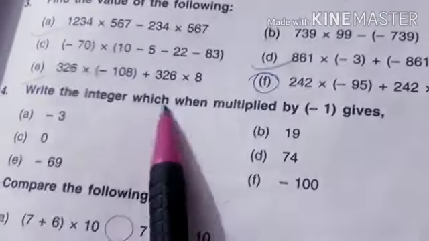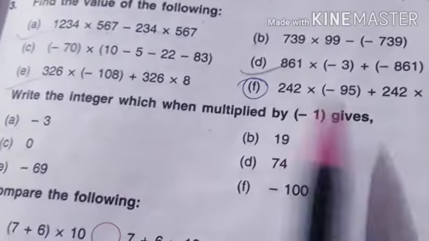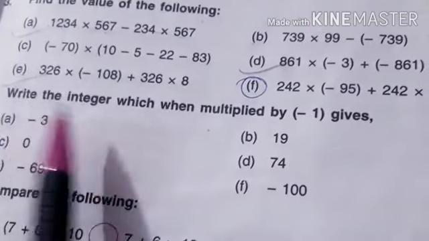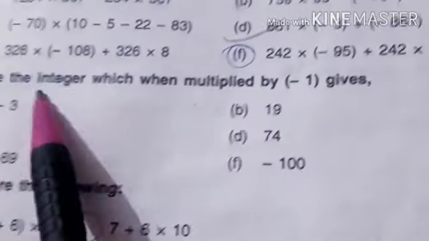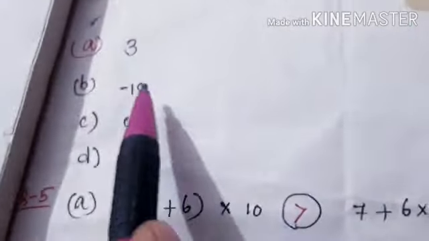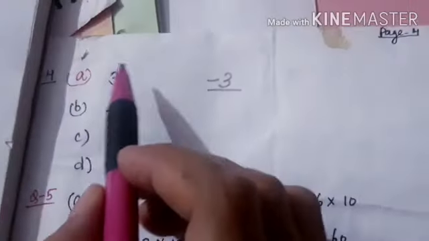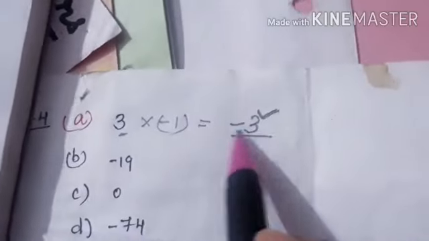Now question number 4. Write the integer which when multiplied by minus 1 gives minus 3. It means you tell the integer which, when multiplied by minus 1, gives minus 3. If I take the integer 3 and multiply by minus 1, then I will get minus 3. Yes or no? Yes. So my answer is 3.